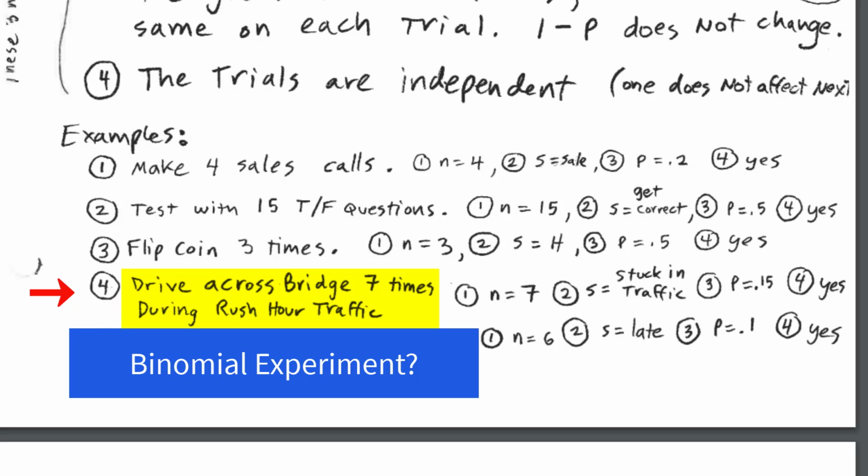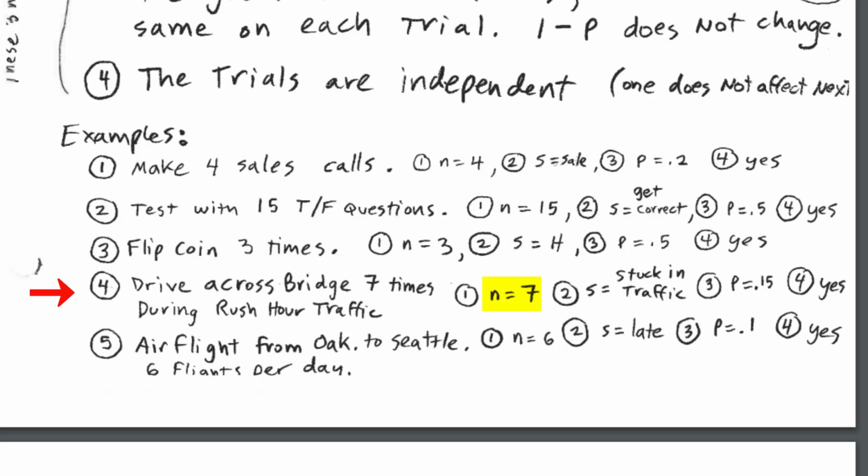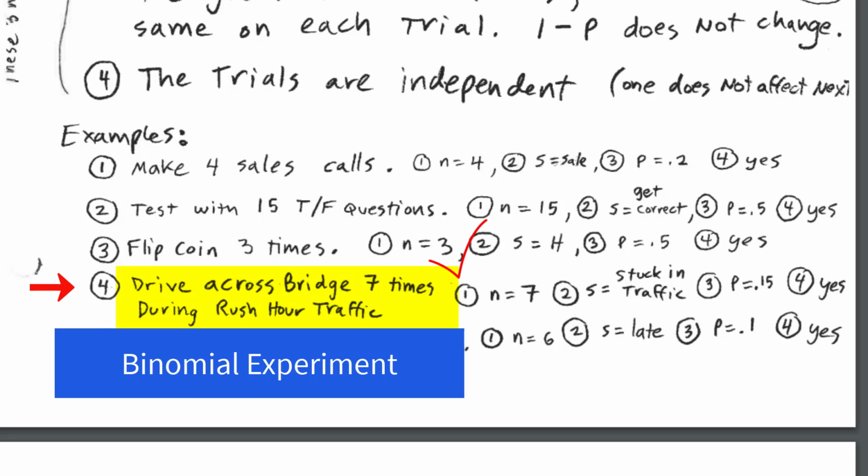How about if you're interested in whether somebody gets stuck in traffic, is driving across a bridge 7 times during rush hour traffic? Is that a binomial experiment? Well, n equals 7. We can define success as stuck in traffic. From past data, we know that 15% of the time there is traffic. And yes, from day to day, we can assume that getting stuck in traffic on one day is independent of getting stuck in traffic on another day. So that's a binomial experiment.